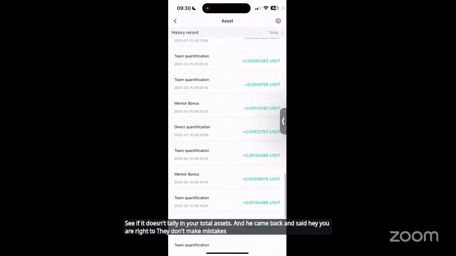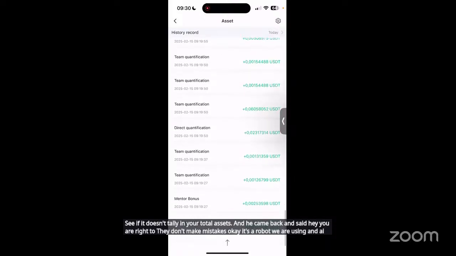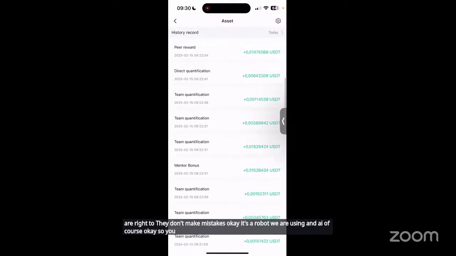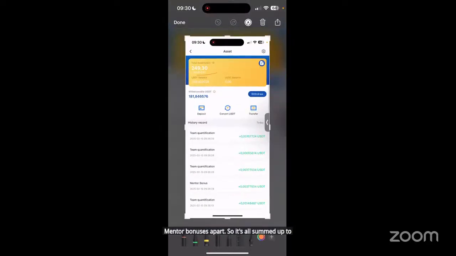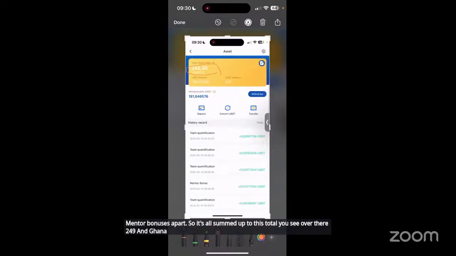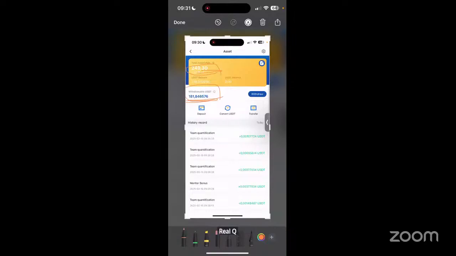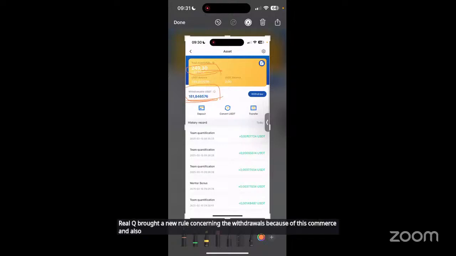Okay. It's a robot we are using, an AI, of course. So you can see these mentor bonuses are part of it. It all sums up to this total you see over there, 249, in Ghana cedis. That is 3,812 Ghana cedis. Now the withdrawable amount is 181 out of the 249. Royalq brought a new rule concerning the withdrawals because of the scammers and also the financial regulations. They have to actually curb and manage some things properly.